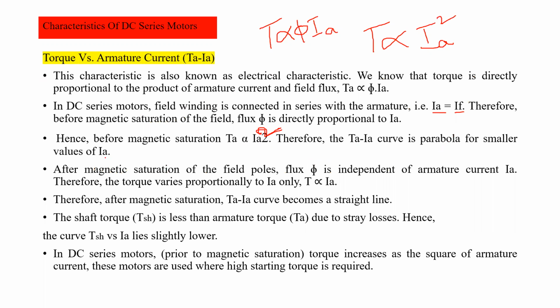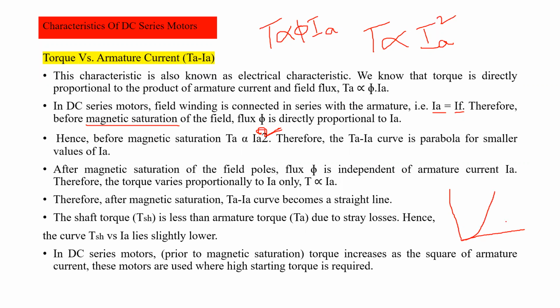So what can we say here, after magnetic saturation? In a DC series motor, the field winding is connected in series with the armature, so Ia is equal to If. Therefore, magnetic saturation will be present. Magnetic saturation is nothing but some amount of energy stored in the windings at the initial condition. So that is called magnetic saturation. Due to this, we can draw the graph like this.